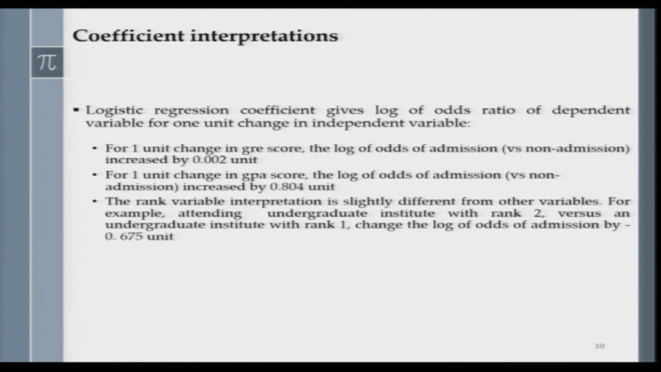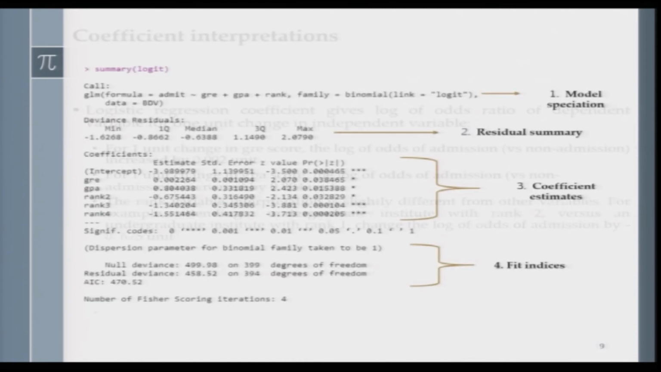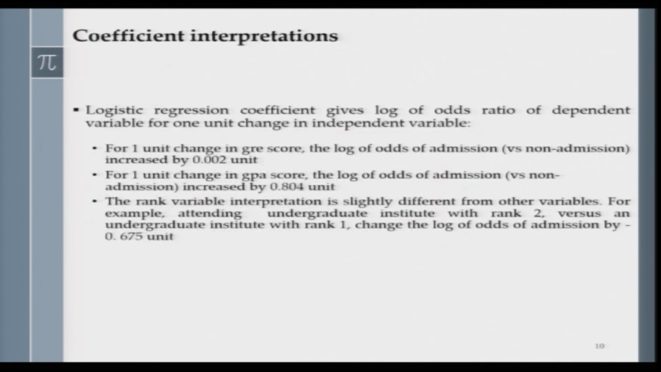So, now we are going to look at the GPA variable. Let us have a look at the coefficient value, and that is 0.8040. So, how can I interpret this number? For 1 unit change in the GPA score, the log of odds of admission versus non admission increases by 0.804 units.